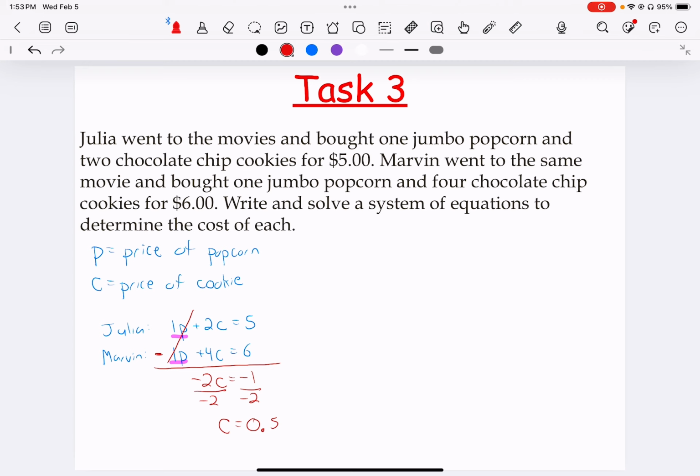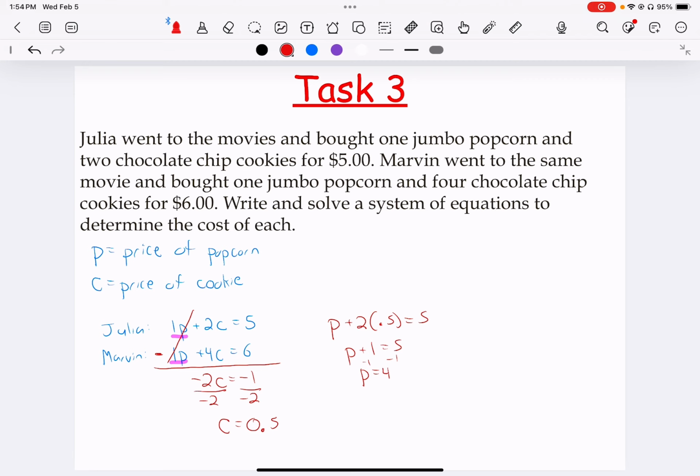Now I have to solve for P. I'm going to use my top equation. P plus 2 times 0.5 equals 5. P plus 0.5 times 2 is 1, equals 5. And I subtract 1. P is equal to 4.